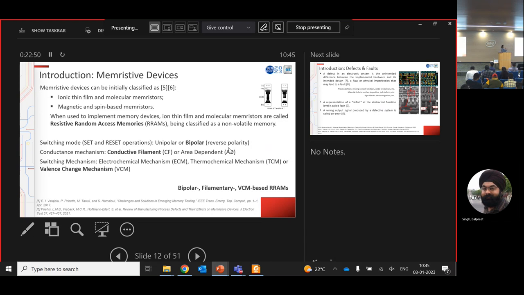So this is the basic idea of the device. You can classify according to the switching mechanisms, and we are going to talk about the valence change mechanisms. From now on, when we talk about memristive devices, we are going to address bipolar, filamentary, VCM-based resistive ones. That's the kind of memory that you are going to work with.